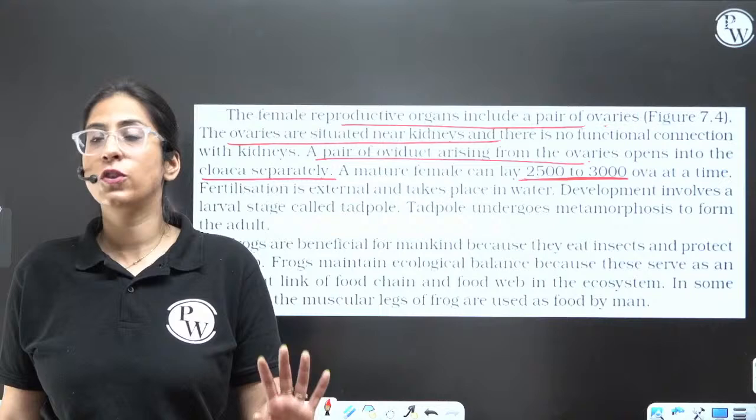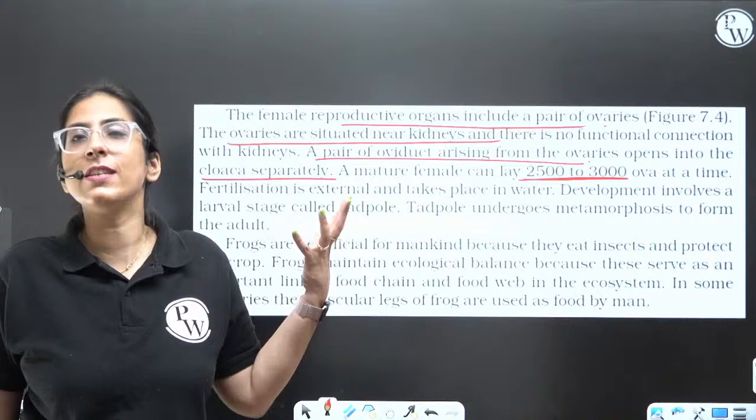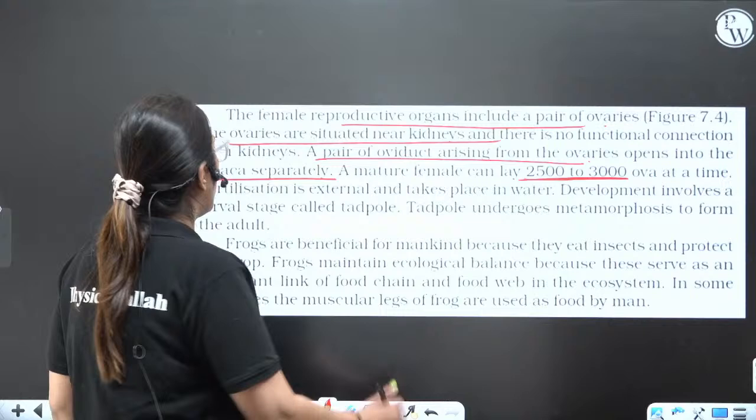Because external fertilization occurs, and because of the external fertilization, predators can attack, so the chances of fertilization become very less. So the number of eggs released from a female is more. Fertilization takes place externally in water.